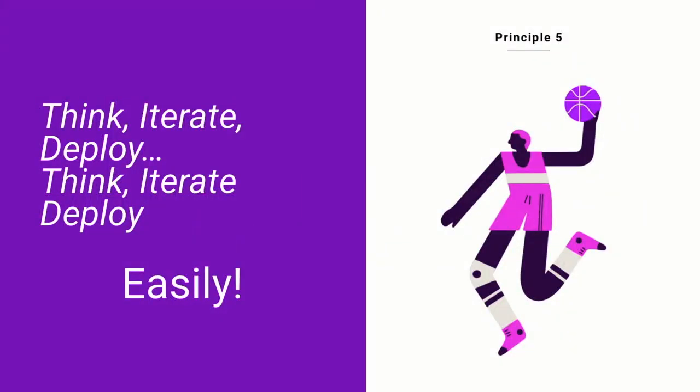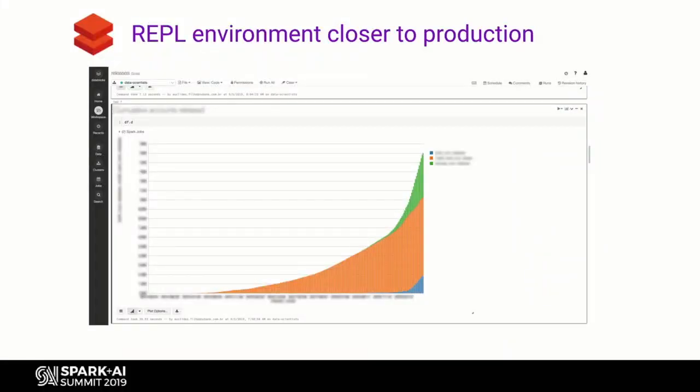The next one is think, iterate, deploy easily. It doesn't matter if you have a super infrastructure, you have a lot of things, you use Spark, it's just a black box where you put your code. It really doesn't help the end user if they cannot iterate on the problem. To solve that, one of the things we use a lot is Databricks.